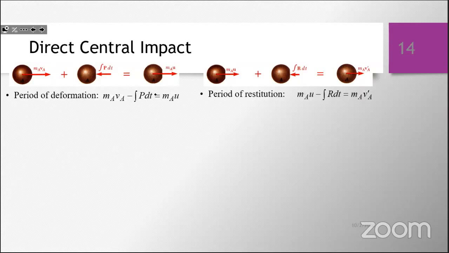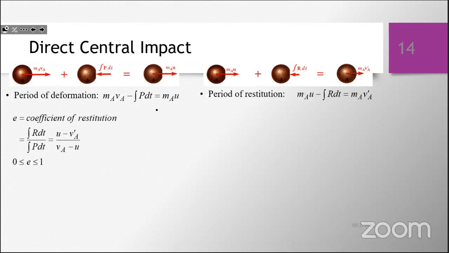During the period of restitution, the velocity of our ball has changed to what we call U, right? It's an intermediate variable that we're using there. We're going to call it U. The starting point of restitution is the ending phase of deformation, plus the impulse due to us reforming our object is equal to my final momentum of my particle, right? That's what it equals.